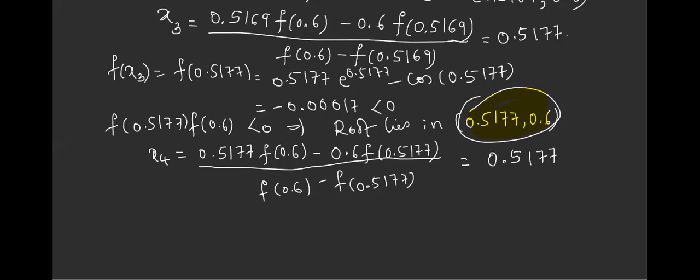Just see, 5177 only. Therefore, x equal to 0.5177 is the required root of the given equation. If you have got 0.5182, just write that. No problem, because this is a numerical method. But try that the deviation should not be more from 0.5177.